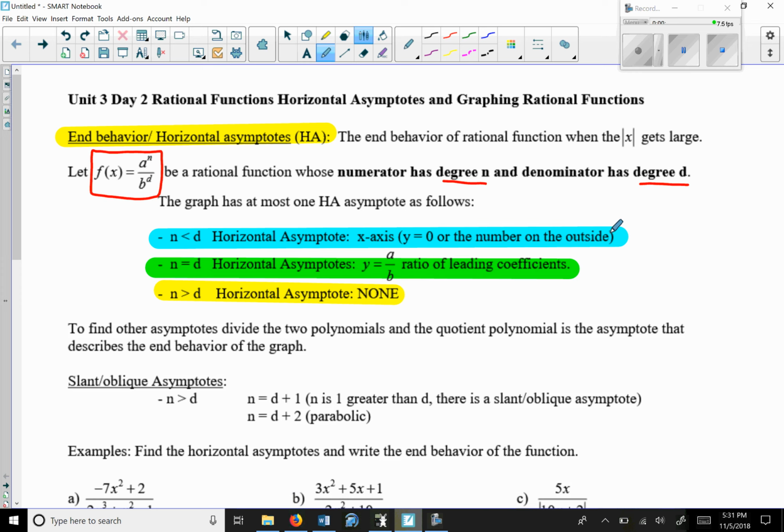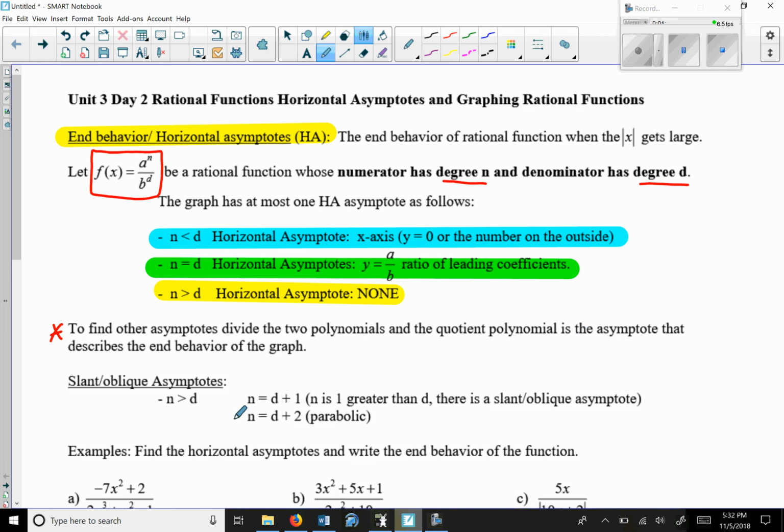The next one is when the numerator degree equals the denominator degree, then the horizontal asymptote is going to be the ratio of the leading coefficients. So in this case, it would be a over b. And if the numerator degree is greater than the denominator degree, then the horizontal asymptote is none. That means we have another asymptote. And to find the other asymptotes, you divide the two polynomials, and the answer of the polynomial is the asymptote that describes the end behavior of the graph.